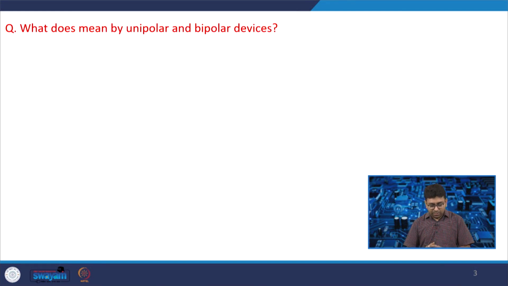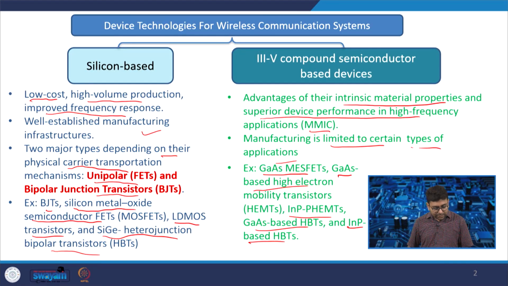Now, we have seen here unipolar and bipolar junction transistors. So, what is the basic difference? As written here and as I told, this is a well established manufacturing infrastructure and widely used. These are the two basic types, unipolar FETs and bipolar junction transistors, which come under silicon based devices.